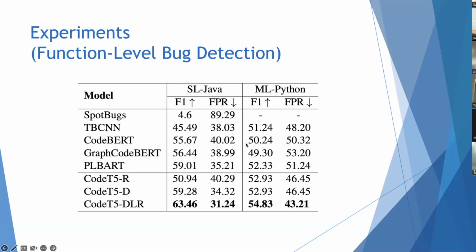And as you can see, the CodeT5 DLR, which was working all together, was able to perform better than any other, even better than the pre-trained models. And even CodeT5 D was able to perform a little bit better than the existing pre-trained models.